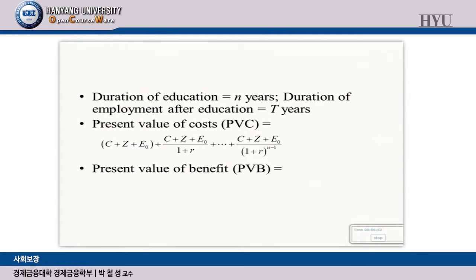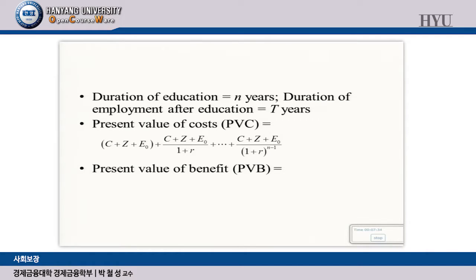Cost here is the monetary cost you pay. Z is the psychological cost. Going through university education, for example, is psychologically stressful. E0 is that by attending university, you will lose your earnings opportunity. If you are not here, you may work in a place as a person with only a high school diploma. So E0 is the opportunity cost. You give up that, so this is the total cost.